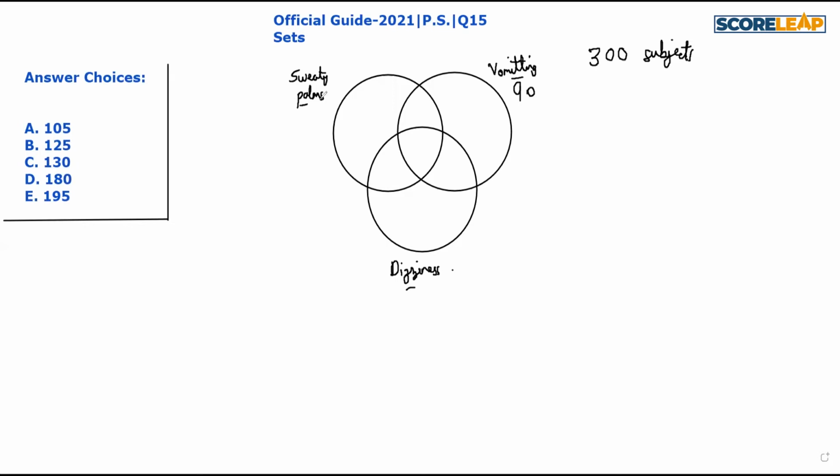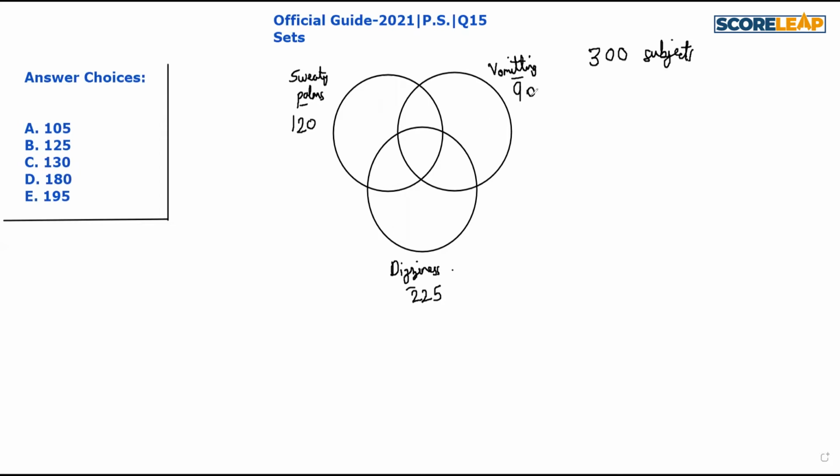40% of the people experienced sweaty palms. So 40% of 300, which is 120. And they have also given that 75% of the people experienced dizziness. So 225 people experienced dizziness in all.